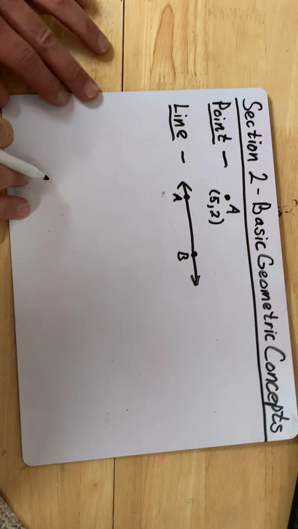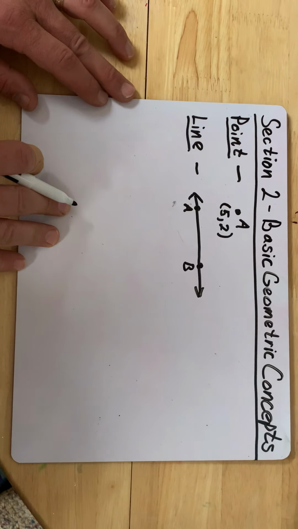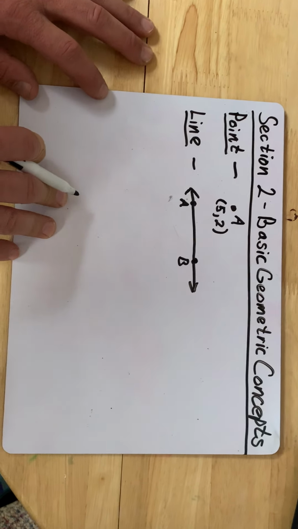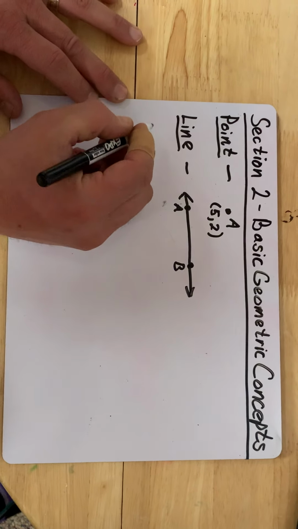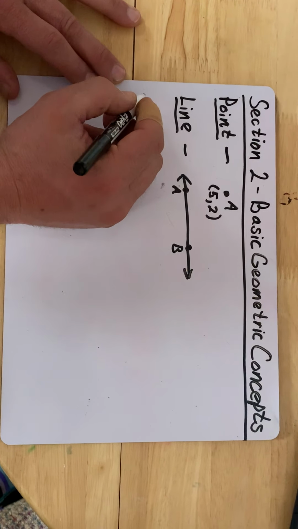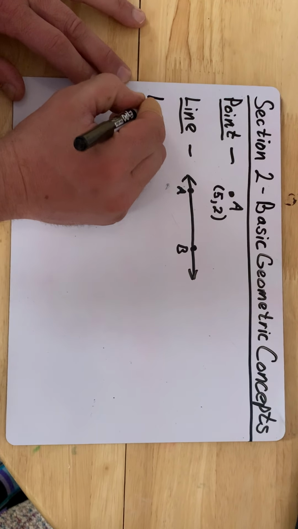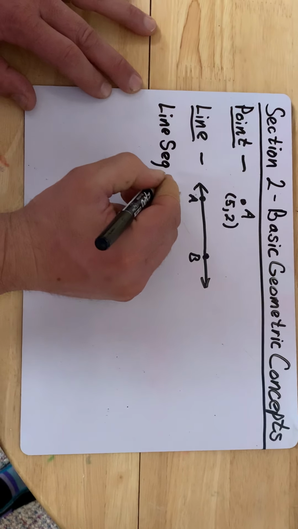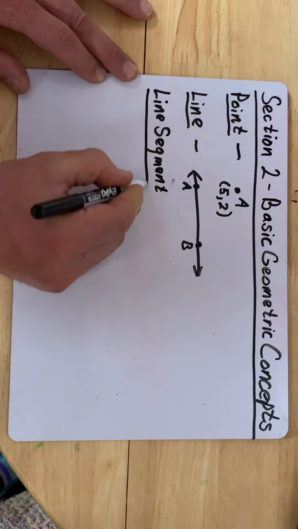Now, is there really any true line in real life? No, because most lines that you deal with in geometry as it's applied to the real world have ends and beginnings, okay? So, hence the difference between a line and the next one, which is a line segment. Sometimes just called a segment. You might just hear someone say segment AB instead of line segment AB.